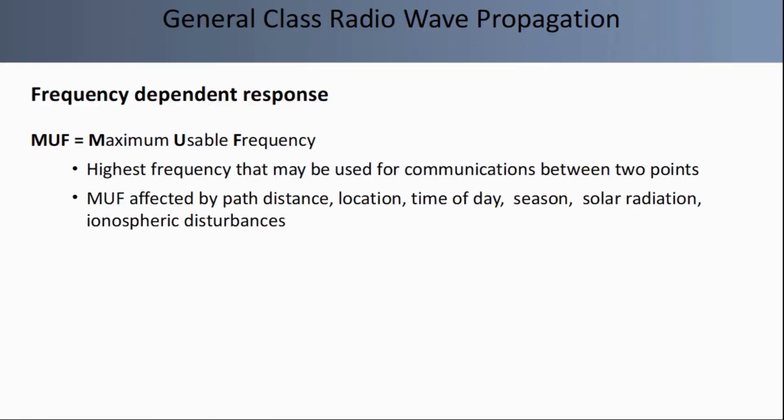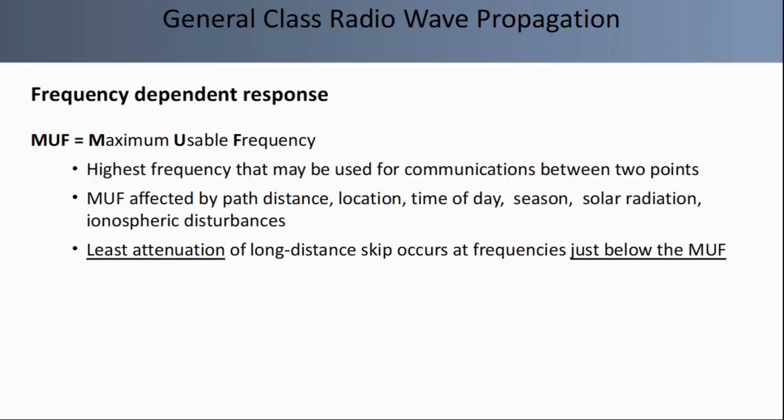What affects the MUF? It's affected by the path distance. This is right out of the questions. Path distance, location, time of day, season, solar radiation, and ionic disturbances. So a lot of things can mess with the maximum usable frequency.